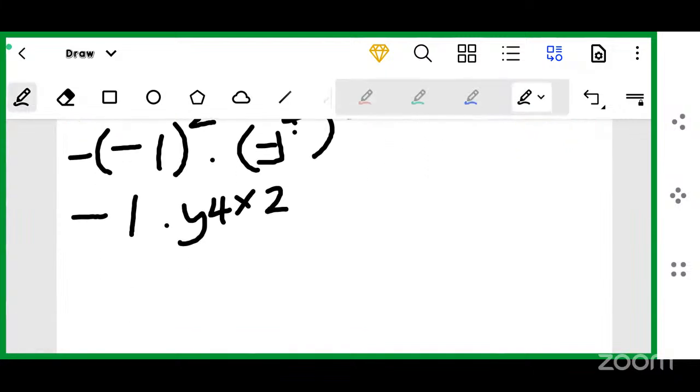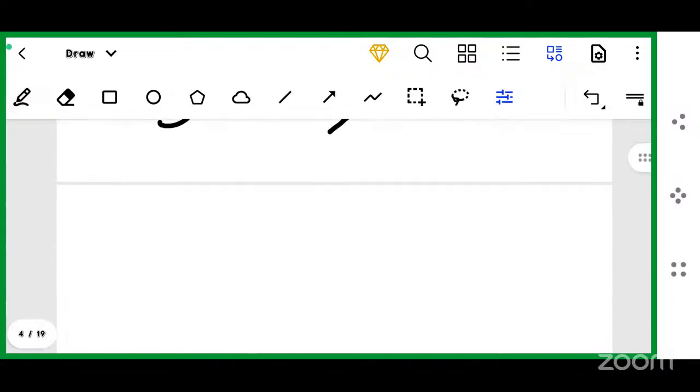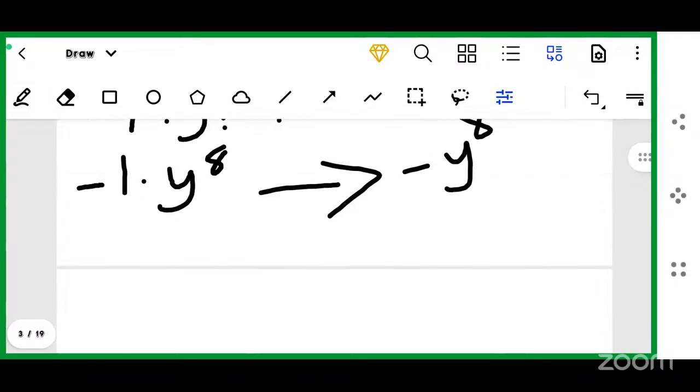And the final answer is going to be negative 1 multiplied by y, 4 times 2, I think, is to the power of 8. And then the final answer is going to be negative y to the power of 8. Are we fine there? Yes, ma'am. Okay, let me give you one last one so that we can start with today's part.